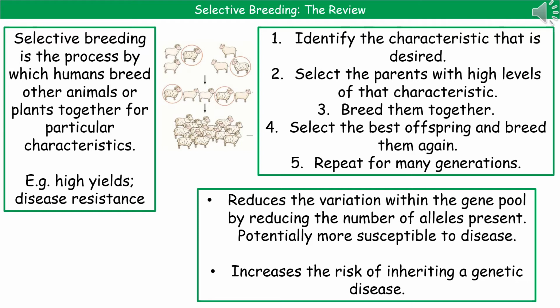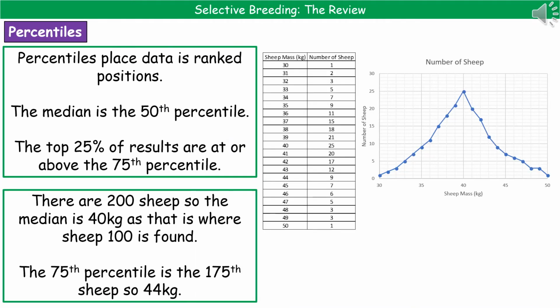There are some big downsides here. Number one, it reduces variation within our gene pool because it's reducing the number of alleles present. So this means they're potentially more susceptible to diseases. And secondly, it increases the risk of inheriting a genetic disease.